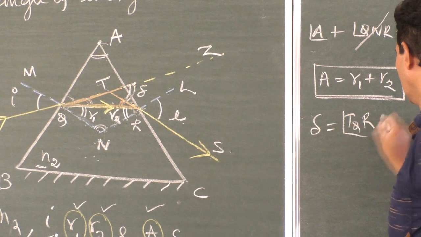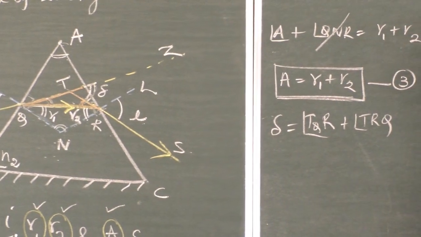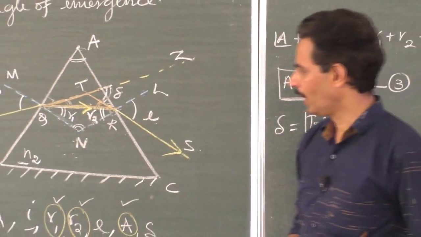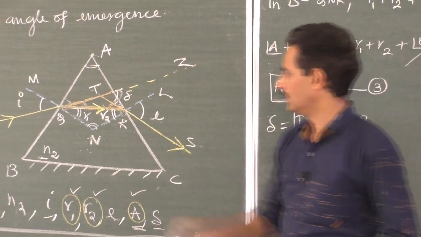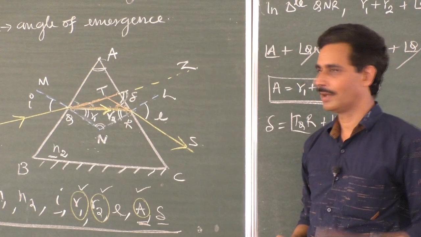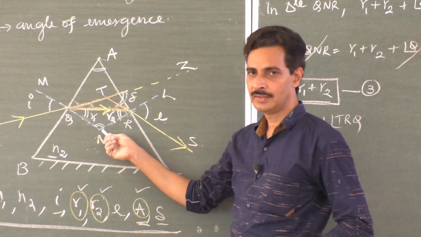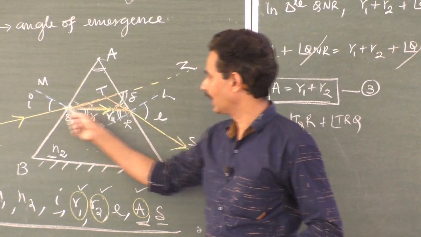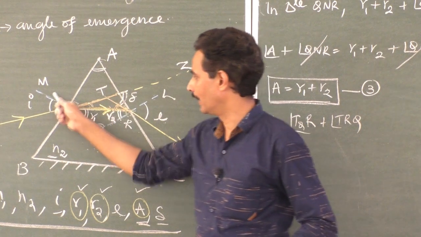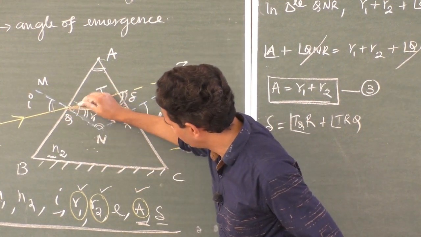TQR plus angle TRQ, right? In this triangle, the exterior angle is the sum of the interior opposite angles. Now, what are TRQ and TQR? Now you can bring I and R. How, sir? See, the normal is a straight line, correct? And this is the original direction, which is moving like this. So straight line, straight line, straight line. The vertically opposite angle is here. Can I mark that vertically opposite angle, this one?